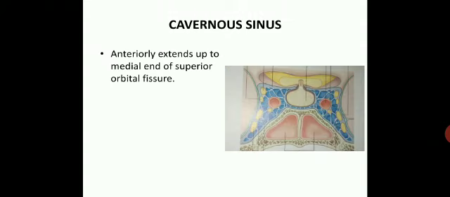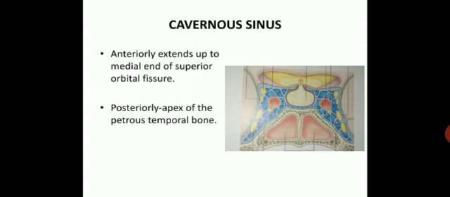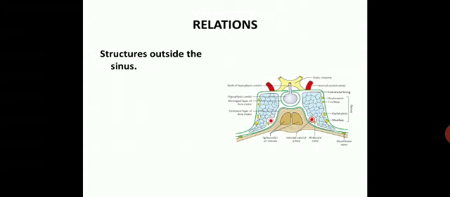Anteriorly it extends up to the medial end of superior orbital fissure and posteriorly to the apex of the petrous temporal bone. It measures about 2 cm long and 1 cm wide. So the relations: related outside the sinus and also within the sinus, that is on the medial and the lateral wall.